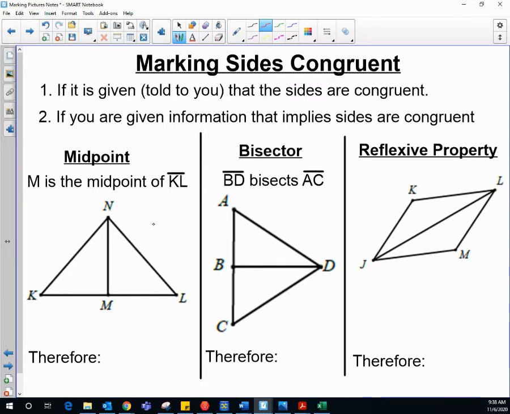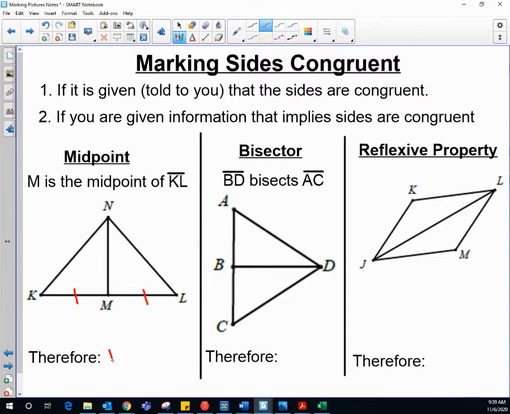So one example would be if you have something that talks about a midpoint. So in this one, you have M is the midpoint of segment KL. So what do you know about a midpoint? A midpoint's in the middle, and it splits that segment in half, and therefore you know that the two segments formed are congruent. So therefore I would know that KM is congruent to ML, and I would go ahead and mark that. Now, I wasn't given that KM was congruent to ML, but because I know M is the midpoint of KL, I now know that KM is congruent to ML, and that's what you mark.